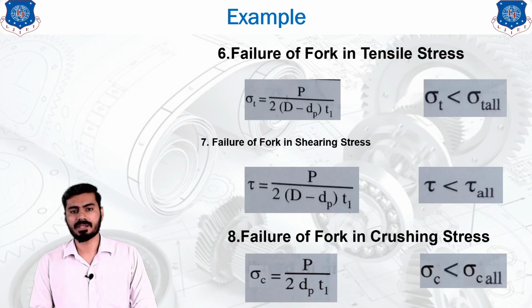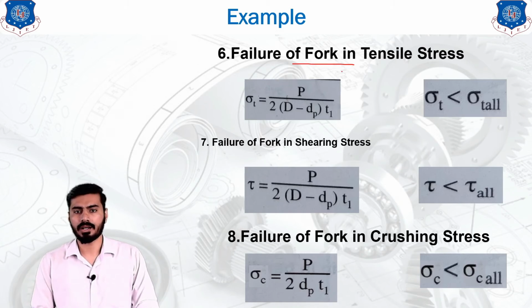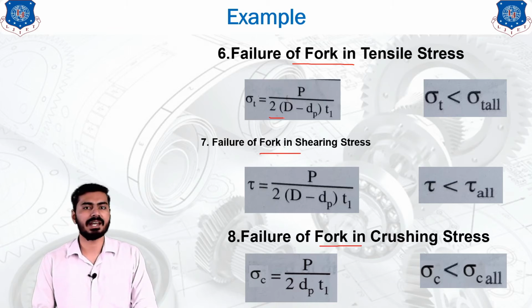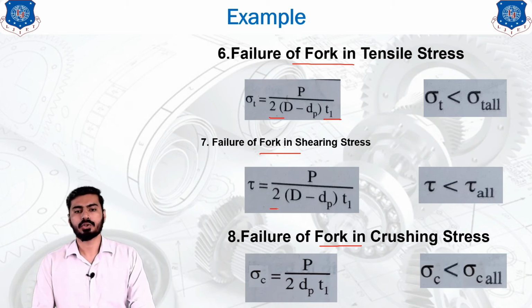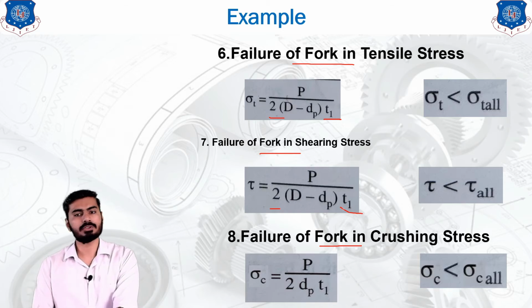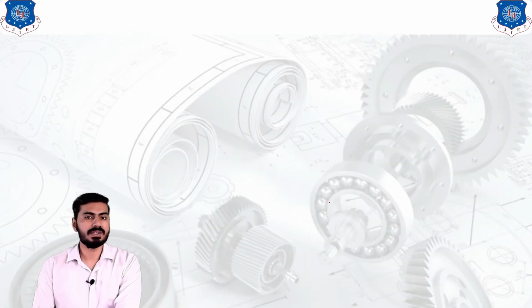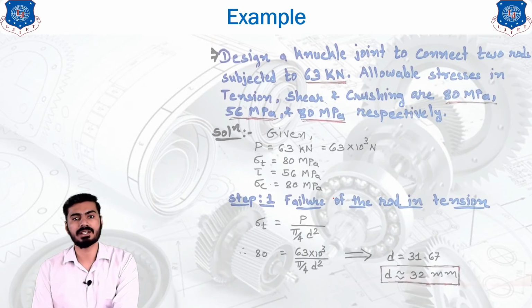So these are those equations for the double eye or the fork, where a fork is used for the double eye, and these are similar equations. The only change is that we are multiplying the area with 2, and in place of T we are using T1. So 2 T1 is introduced in place of T, and the rest of the equation is the same. Now we will see the actual example of the knuckle joint.